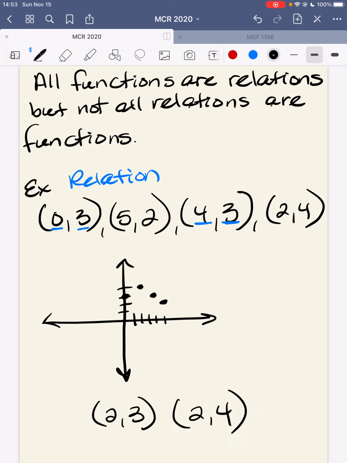What we are looking for when it is not a function is something that looks like this. So let's say I have these 2 points, 2, 3, and 2, 4. And I'm going to reuse my graph. If I have 2, 3, and 2, 4, look what happens to those 2 points. They're right above each other. Okay, so unlike the last relation, this one has x values with 2 different y values. Okay, this is not a function.